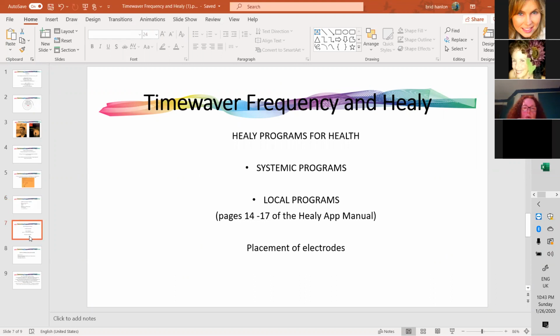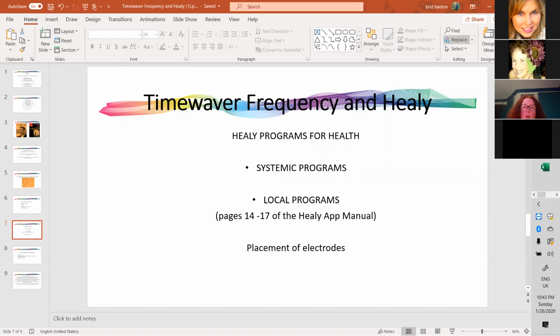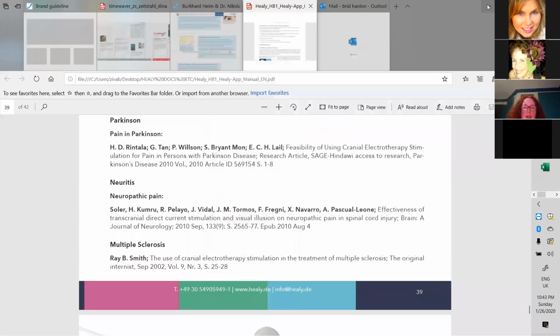Now, oh yes, so we're now getting into the Healy itself and the difference between systemic programs and local programs and the placement of electrodes. Burning topic of discussion that seems to be unclear for some people. So I'm just going to clarify it a little bit with a visit to the manual.